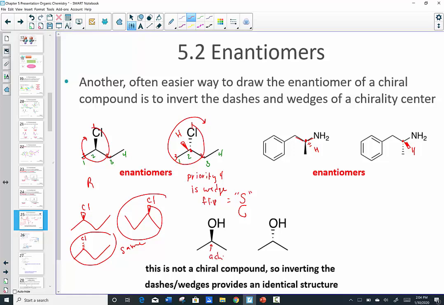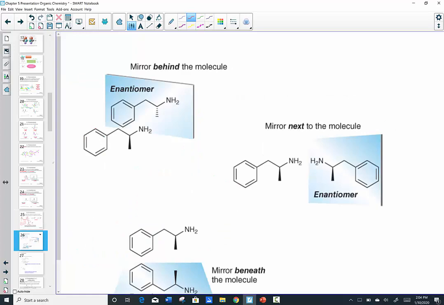Now remember, to have an enantiomer, you must have a chiral carbon. That is not a chiral center because we have two attachments that are indeed the same. So to meet the criteria to have an enantiomer, you must have a chiral center. And just proving yourself that any mirror image can be drawn in several different ways, you can place, for example, the mirror behind the molecule. And this is what we were just looking at.